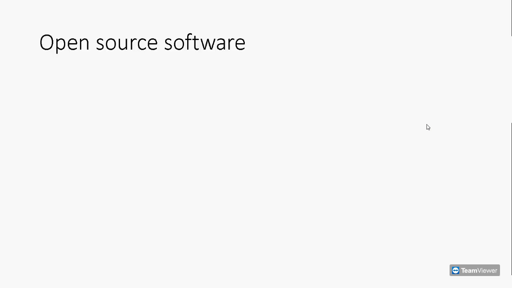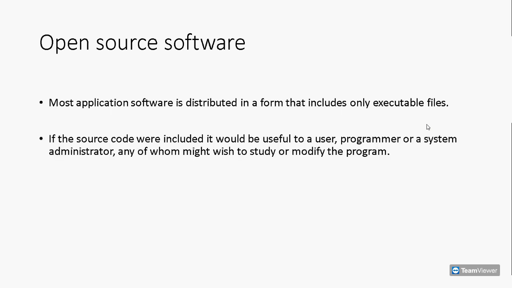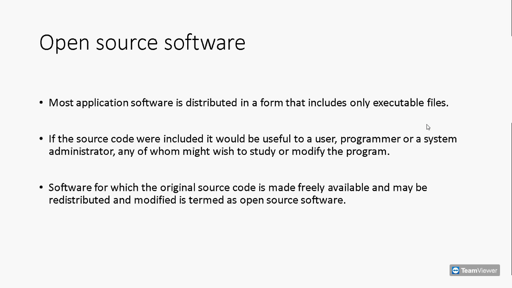Now let's talk about open source software. Most application software that we use is available in a form where only executable files are available. If the source code were included, it would be so much more useful to a user, programmer, or system administrator because they would be able to study or modify the program. Cool, right? There are some software for which the original source code is made freely available and these may be modified and redistributed. These are termed as open source software.